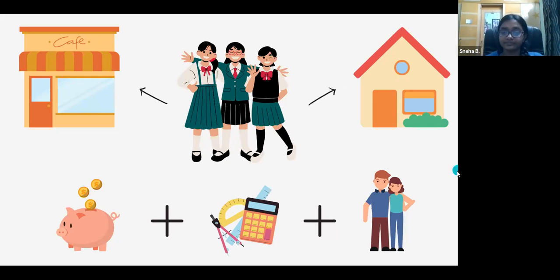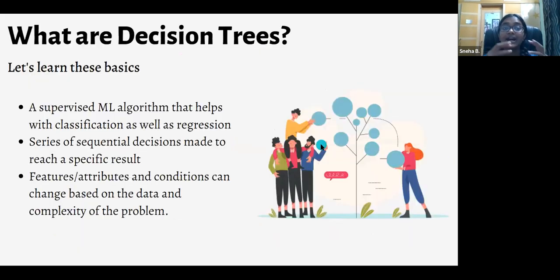land at that outcome. So a decision tree is basically a supervised machine learning model that helps you either perform classification or regression. So what exactly do you do here? Here, you have a series of sequential decisions that you make to reach the specific result. In the previous example as well, we saw that first we discussed if they have money or not.